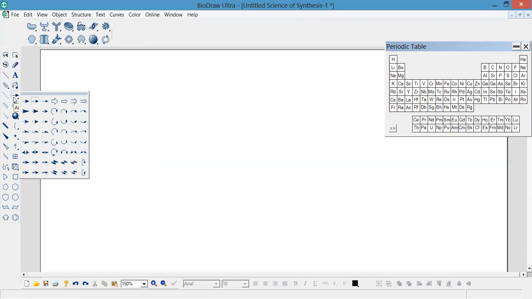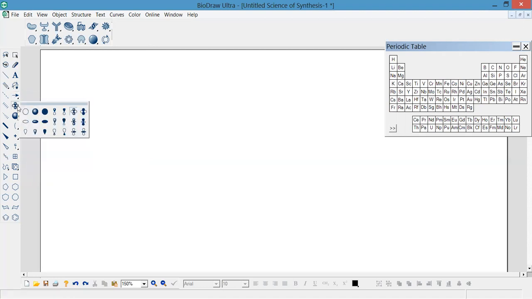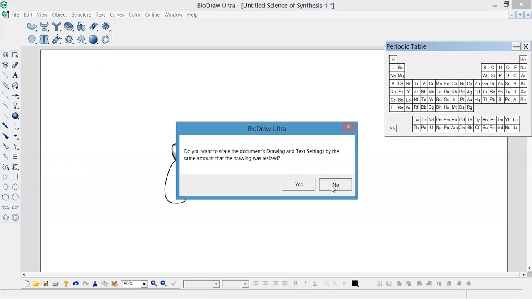Similarly, these are the arrows to represent chemical reaction, reaction mechanism and equilibrium. It contains single-headed arrow, double-headed arrow, and curved arrow to represent the mechanism of reaction, equilibrium, or whether a reaction proceeds or not. These are certain orbital structures through which you can draw the orbitals of a particular atom, like this. These are the orbitals.